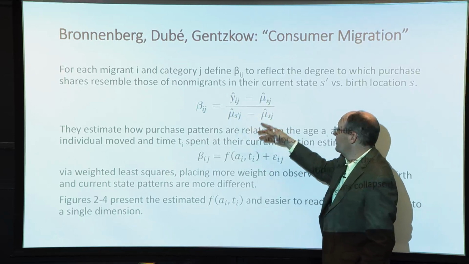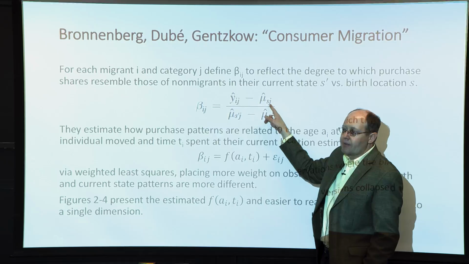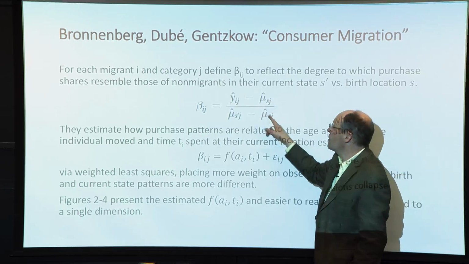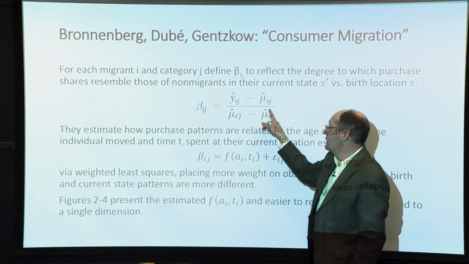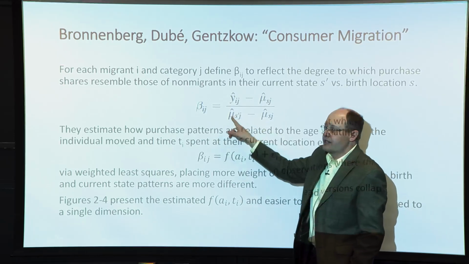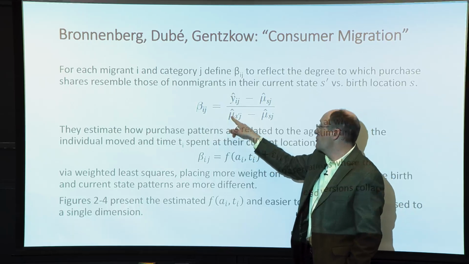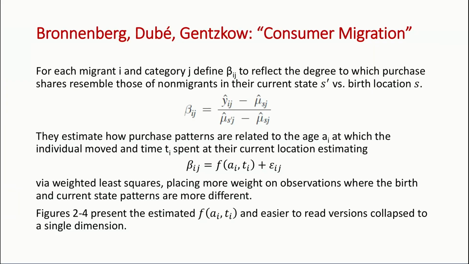So the question is, if these migrants still purchase exactly what they purchased before they left, if they were representative of the population in state S, beta would be 0. If they are exactly representative of the non-migrants in their new home and purchase what people in the new home purchase, beta would be 1. So beta is like what fraction of the way people have moved from looking like where they were born people to where they now live people.